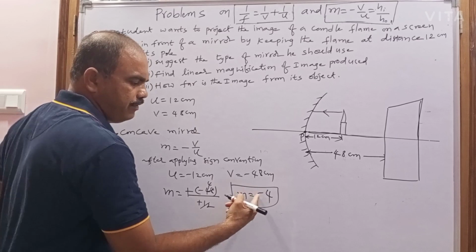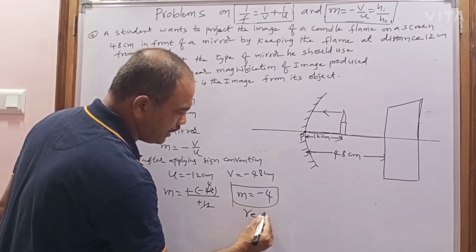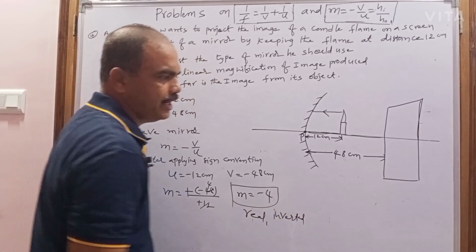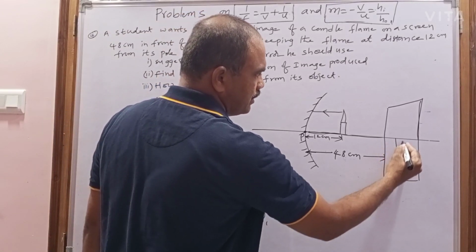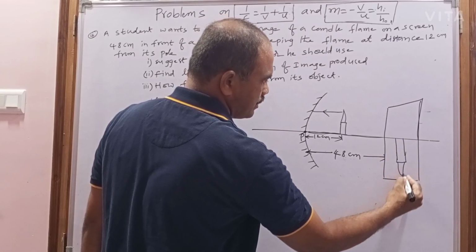So here the magnification comes out negative. Minus means it is which type of image? It is a real and inverted image. And the candle image will be formed like this. So this is the image, the candle image.